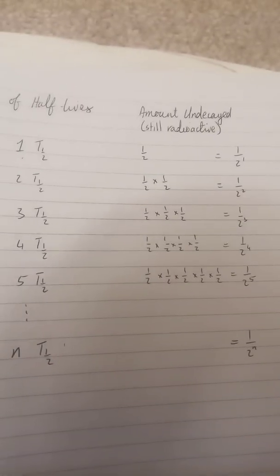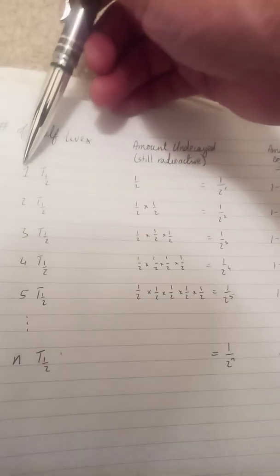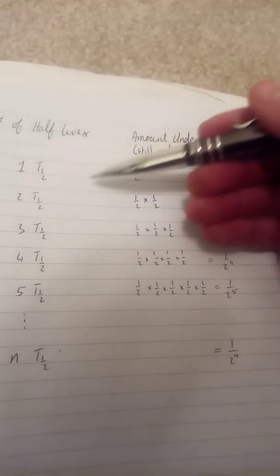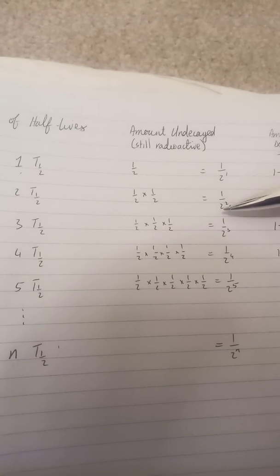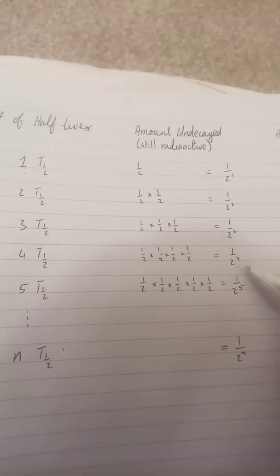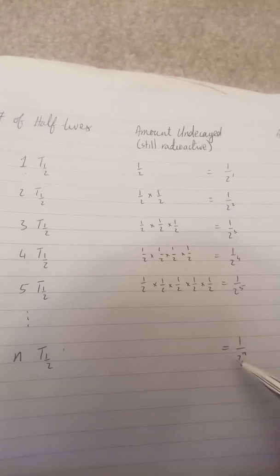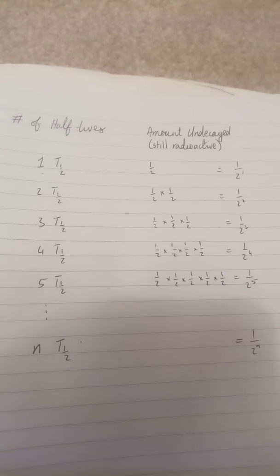That gives us a general formula then for the number of half-lives and the amount that's still undecayed. So after 1 half-life, the amount that's undecayed is 1 over 2 to the power of 1. After 2 half-lives, the amount undecayed, so the amount that's still radioactive in the sample, is 1 over 2 to the 2. 3 half-lives, 1 over 2 to the 3. 4 half-lives, 1 over 2 to the 4, so on and so forth. So for any number of half-lives, the amount that is undecayed still in the sample is given by 1 over 2 to the power of n, where n is the number of half-lives. And that's very useful, and we'll use it to correct the homework in a moment.